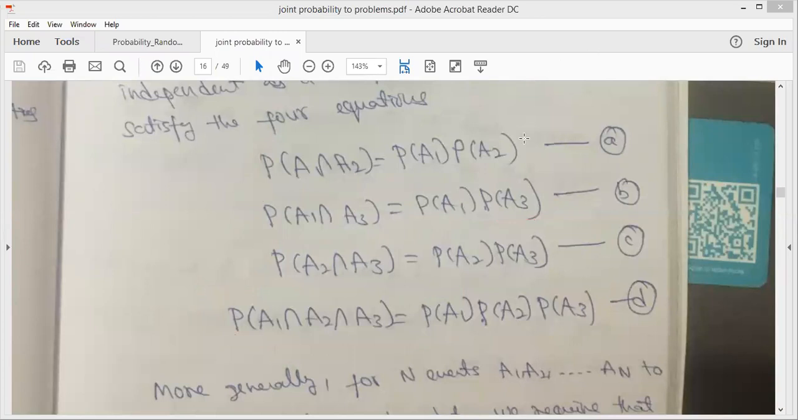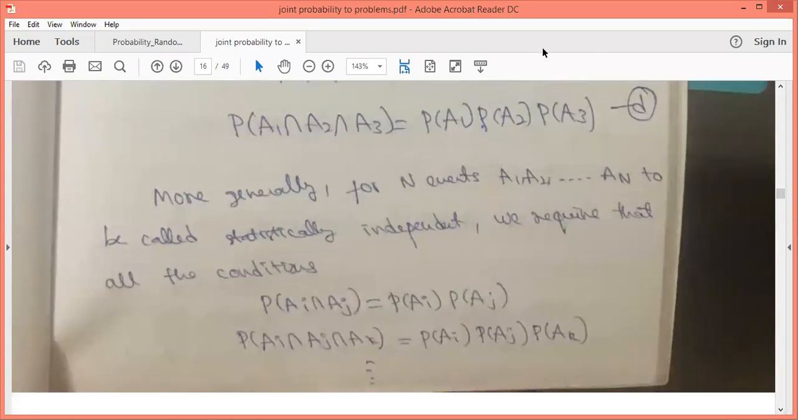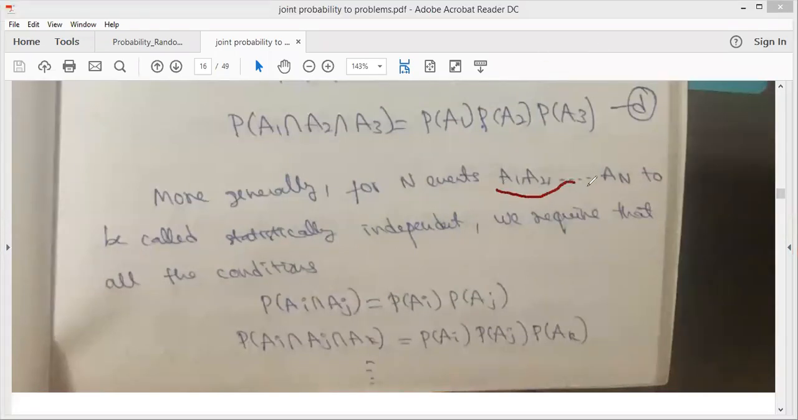Similarly, if you have n events, how do we check the independence here? The independence by pairs will be checked by the condition probability of AI intersection AJ should be equal to probability of AI into probability of AJ, where I is not equal to J, and I and J values are varying from 1 to n. Like that we will be checking the independence by pairs.